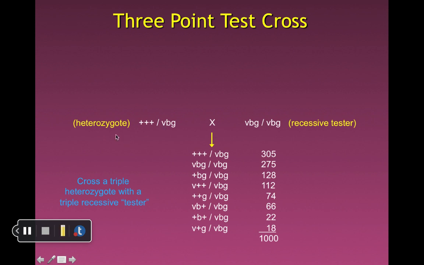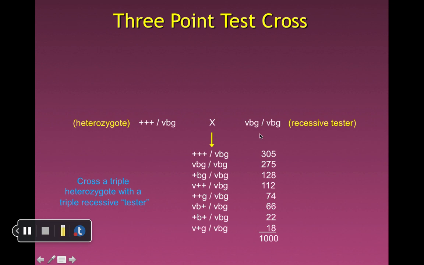Okay, so again, how does this all work? We're going to do a 3-point test cross. So we've got a heterozygote individual for these 3 alleles. So a wild type or a dominant V and a recessive V. A wild type or a dominant B and a recessive B. And the same thing for the G. I'm just going to hopefully keep it simplified. I'm just going to use pluses for the wild type or dominant alleles and the small letters for the recessives.